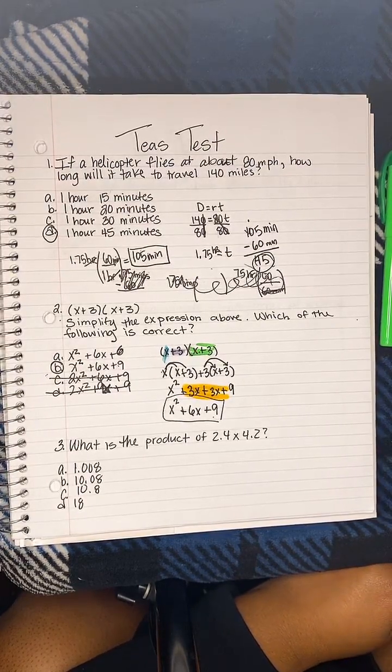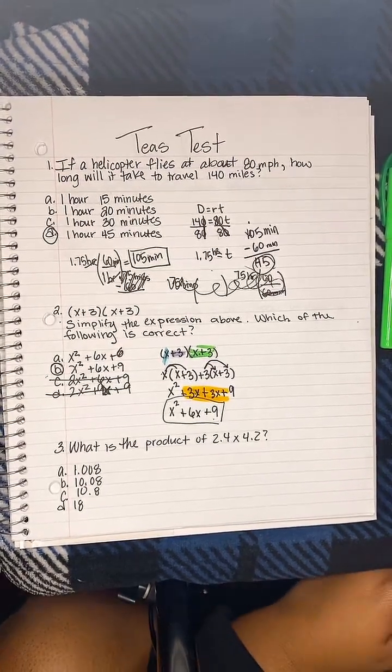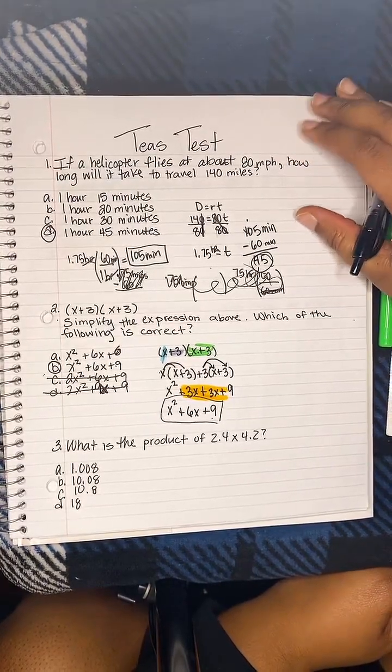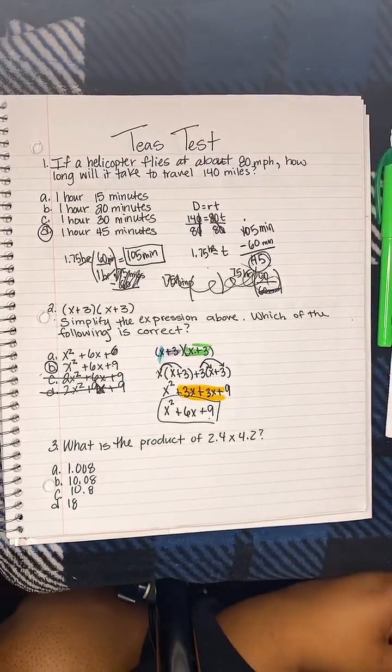Okay, so good. All right. This is for no grade. This is for the TEAS test for nurses or anybody that's trying to get into the medical field. Good. All right, so let's do number 3.